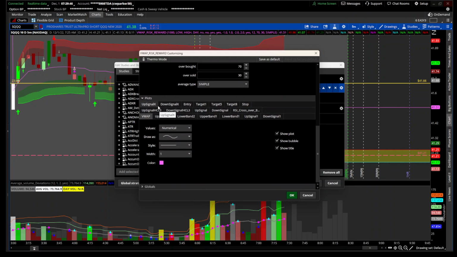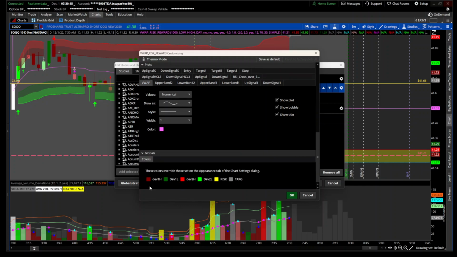You have your up signal for your first ones, your entry, target 1, target 5, target 8, your stop. And those are just the lines. RSI cross up, cross overbought, oversold. You can see it right there. Your upper band 2, lower band 2, upper band 1, lower band 1. Your up signals, which are those gray ones, your VWAP, change the color of the VWAP, and the globules or the clouds, you can change those as well.